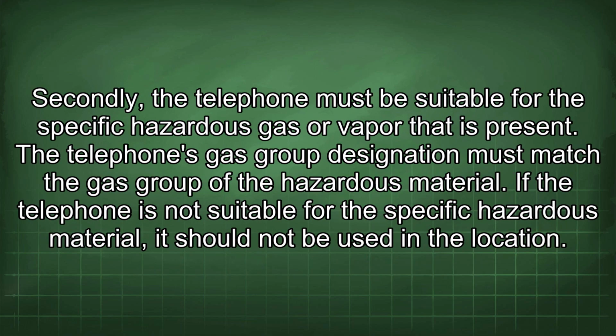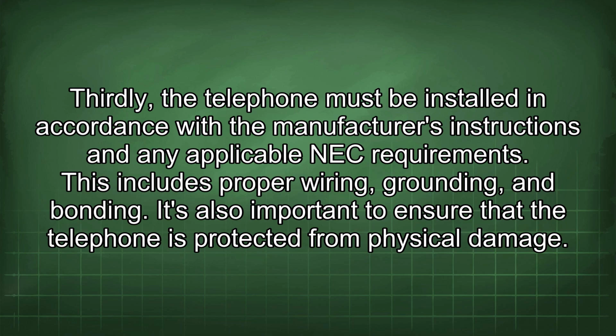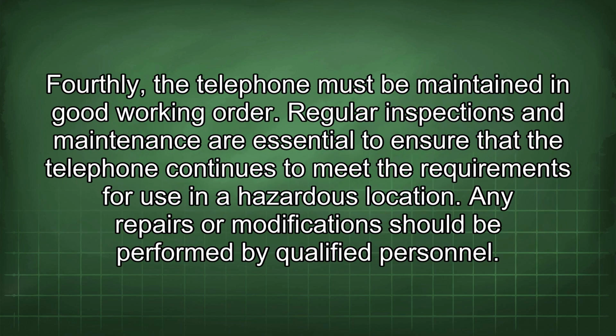Secondly, the telephone must be suitable for the specific hazardous gas or vapor that is present. The telephone's gas group designation must match the gas group of the hazardous material. If the telephone is not suitable for the specific hazardous material, it should not be used in the location. Thirdly, the telephone must be installed in accordance with the manufacturer's instructions and any applicable NEC requirements. This includes proper wiring, grounding, and bonding. It's also important to ensure that the telephone is protected from physical damage. Fourthly, the telephone must be maintained in good working order.